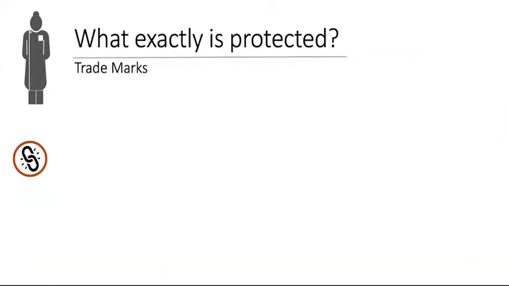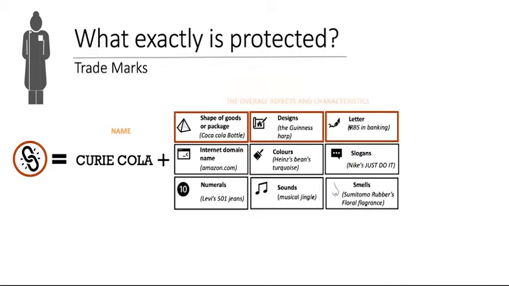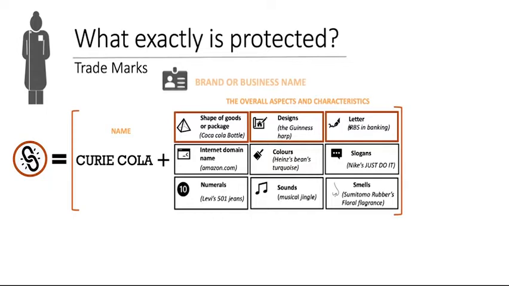The link is actually a complex concept because it encompasses a lot of things. And I know we're law students, but let's do a little bit of math. One of the things that is included is Curie Cola, the name itself, of course. But there are other aspects that can also be protected, such as the shape of the goods or package, because they have a unique design, the way the letters are designed, as in the symbol that Marie has designed. And this together forms the brand or business name.